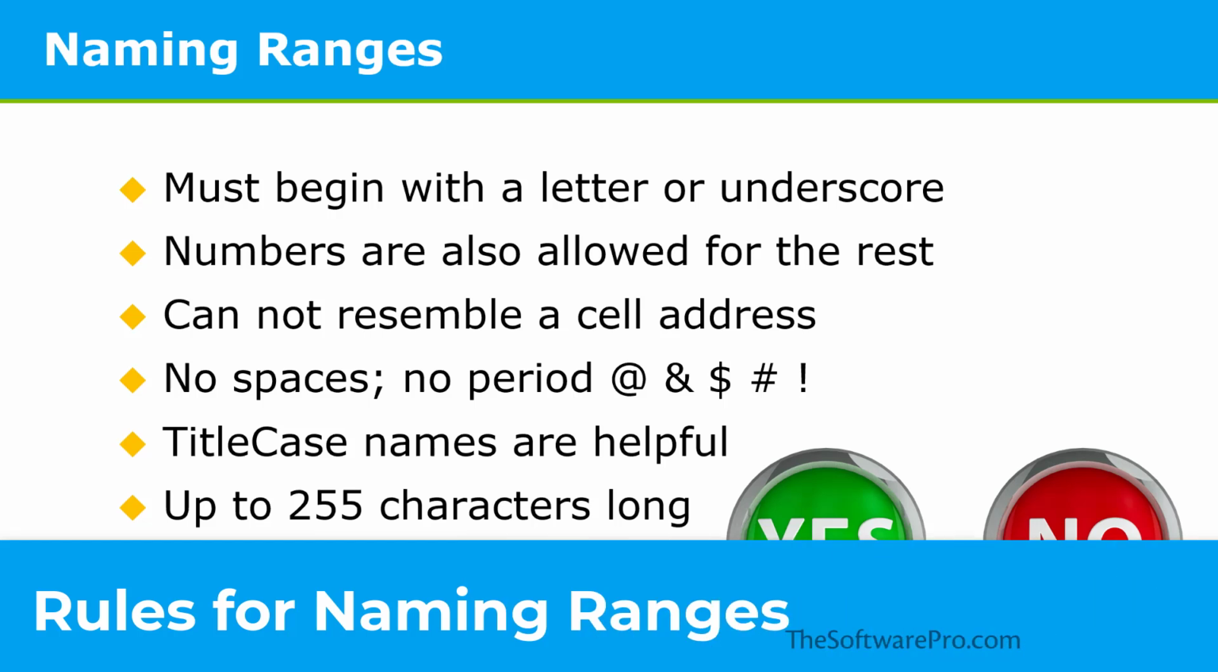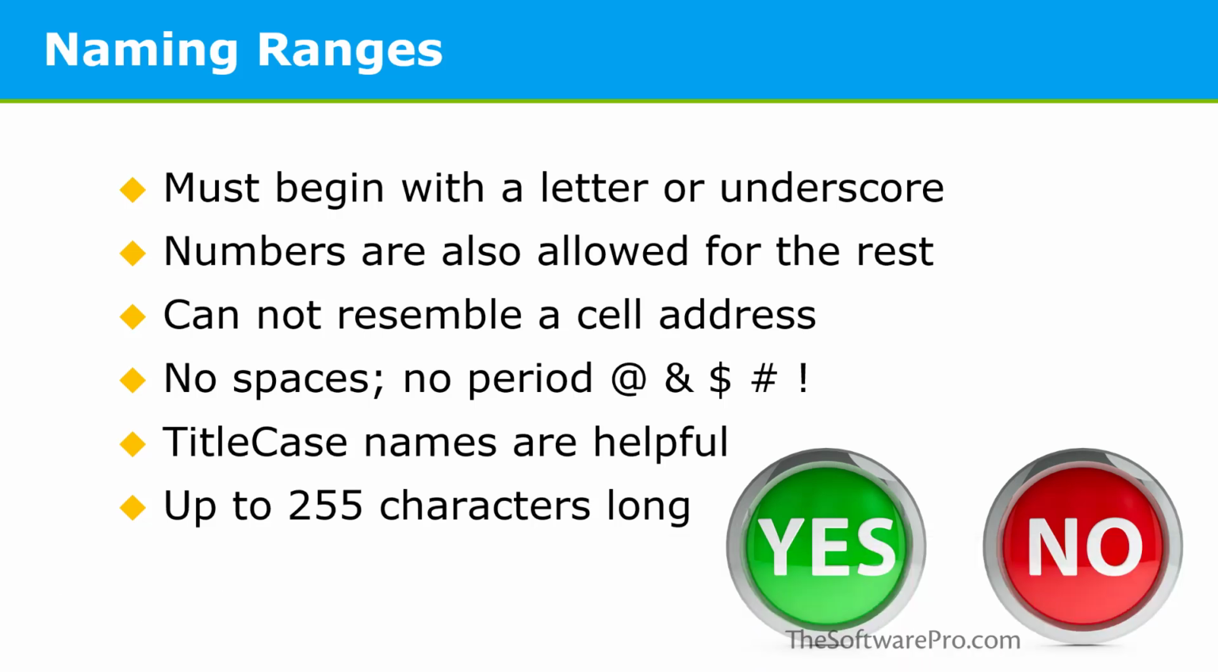As you start creating named ranges, it's helpful to understand what the rules are. I've touched on a few of these. A range name must begin with either a letter or an underscore. So although numbers are allowed, they can't be in that first position. They cannot resemble a cell address. So you can't do, for instance, FY2024, because that is actually a cell address. No other punctuation is allowed except for the underscore. So no spaces, no periods, etc.